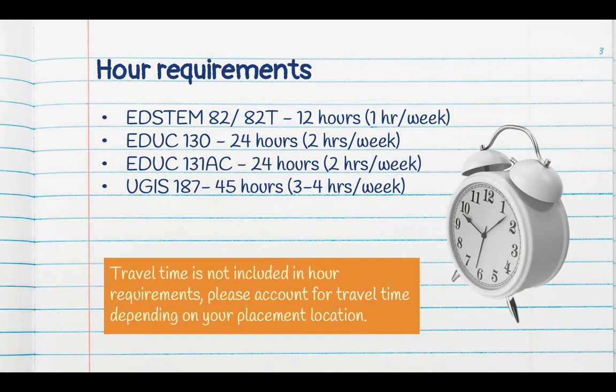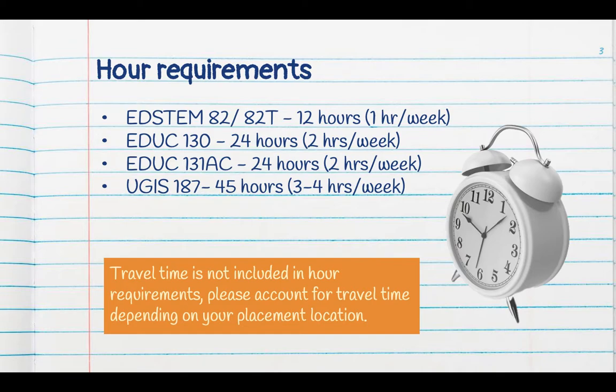The field placement hour requirement will depend on the class that you're taking. For EdSTEM 82 or 82T, you have a 12 hours per semester requirement, meaning that's about 1 hour per week. For Education 130 and Education 131 AC, you have a 24-hour requirement for the semester, which calculates to about 2 hours per week. And for UGIS 187, you have a 45-hour requirement for the semester, which works out to 3 to 4 hours per week.